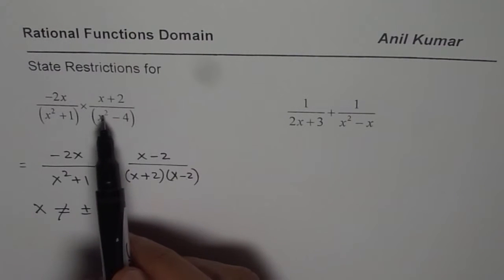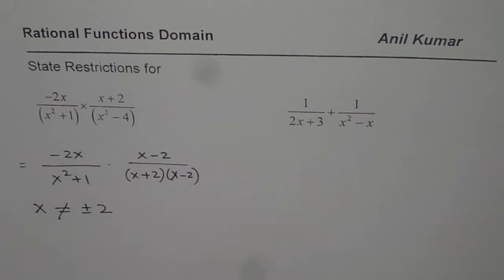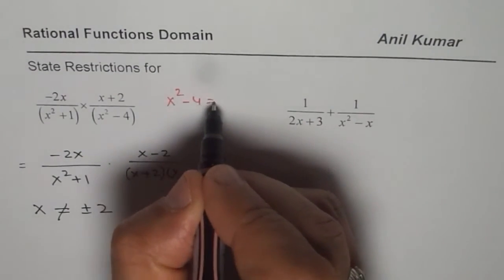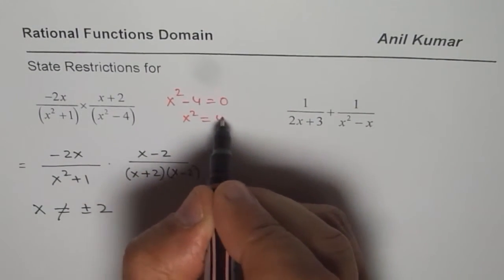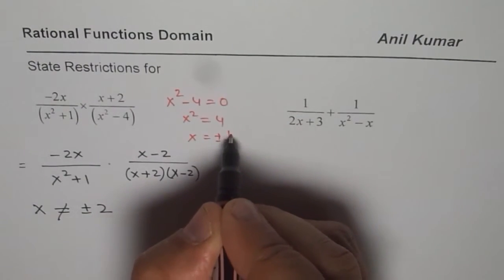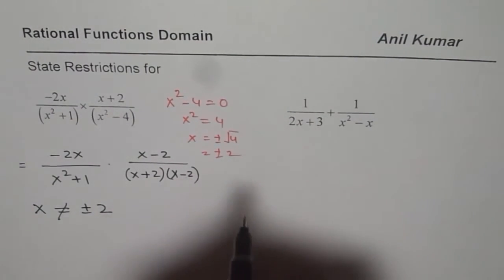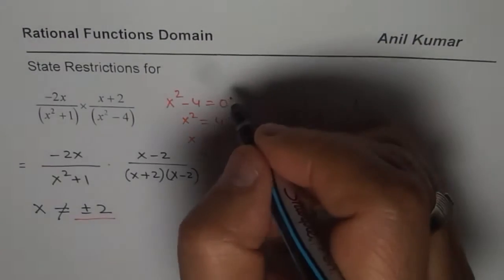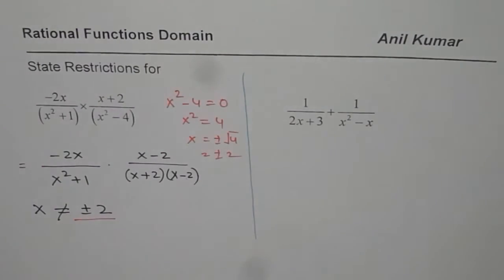Well, you could equate x squared minus 4 to 0 and then write your answer. For example, x squared minus 4 equals 0, we get x squared equals 4, x equals plus or minus the square root of 4, which is plus or minus 2, and so you get the same restriction, correct? So it could be done like that also, but I prefer factoring. Okay, now let's do the next one.